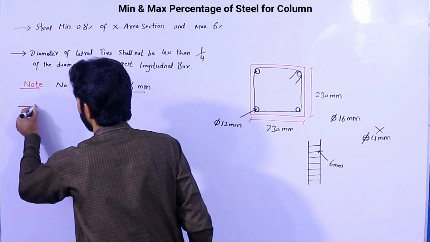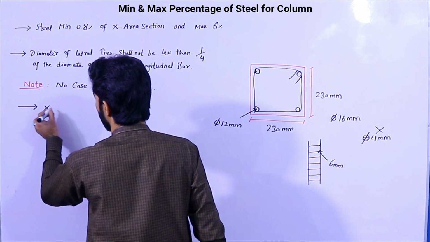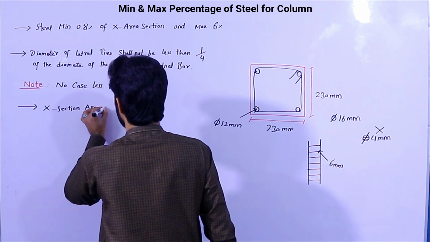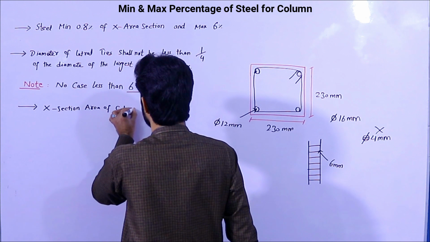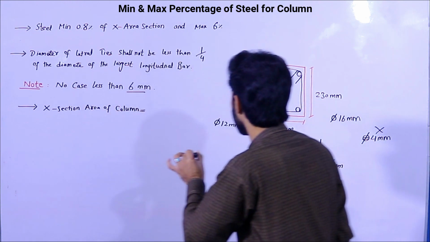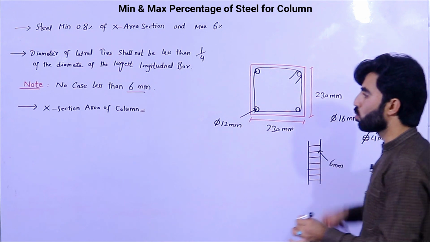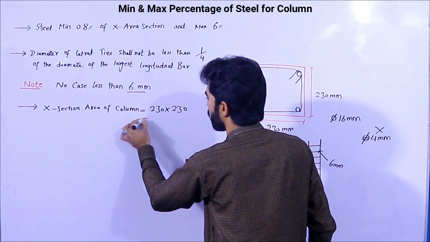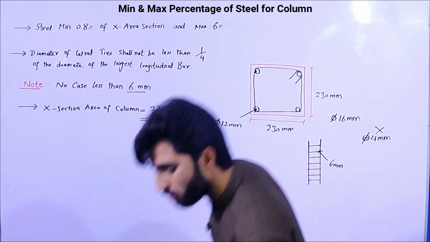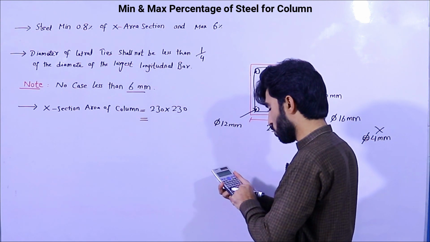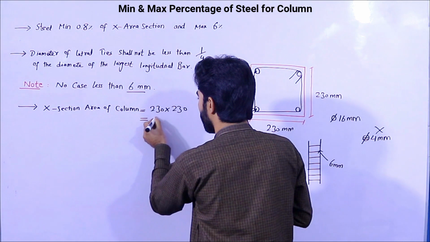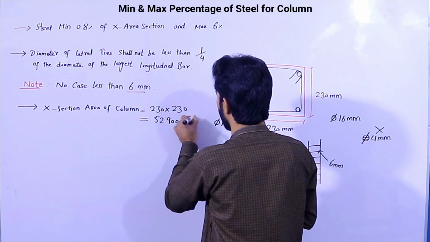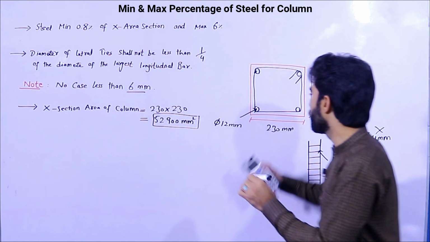So let's get started. First of all, I need to find cross-sectional area of column, right? So what is the cross-sectional area of column? 230 mm by 230 mm. Okay, so 230 by 230. So the area will come 230 by 230, so it becomes 52,900 millimeter square. So this is the cross-sectional area of this column.